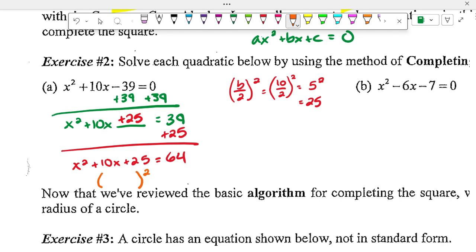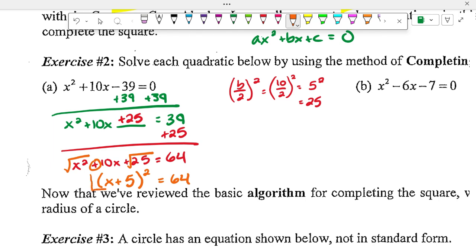So the trick is that you would square root the first term, square root the last term, and those will give you the two numbers that go in your parentheses. And then you would separate them by the sign of the second. So what's the square root of x squared? X. Bring down the plus. What's the square root of 25? 5. So you have x plus 5 all squared, and it's equal to 64.